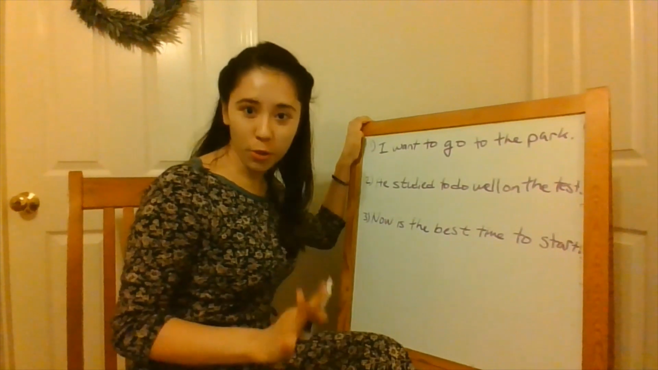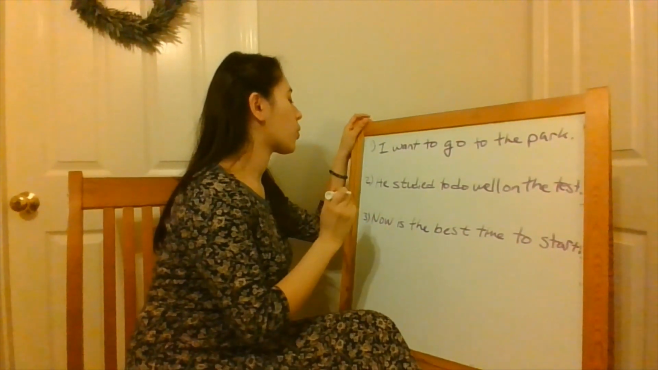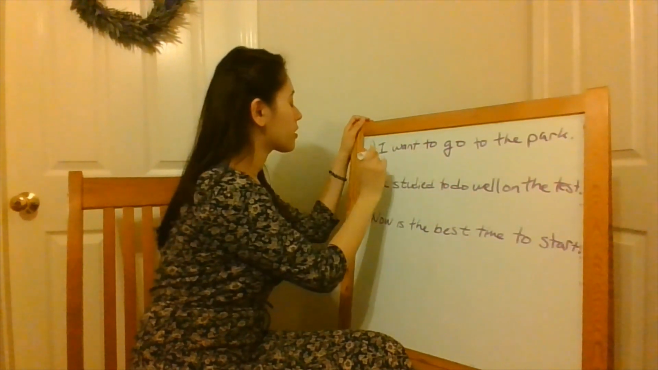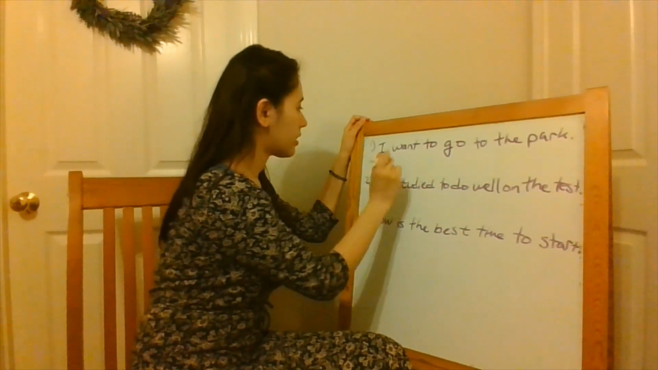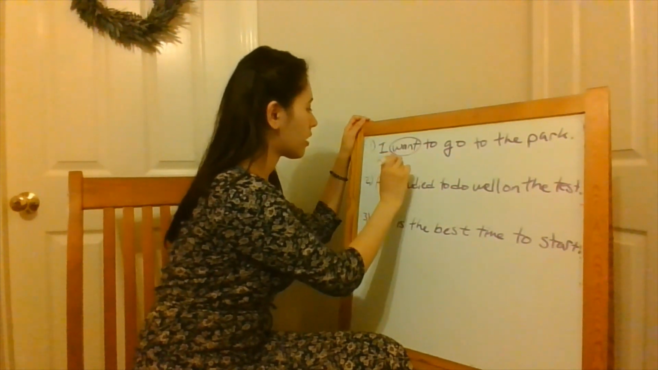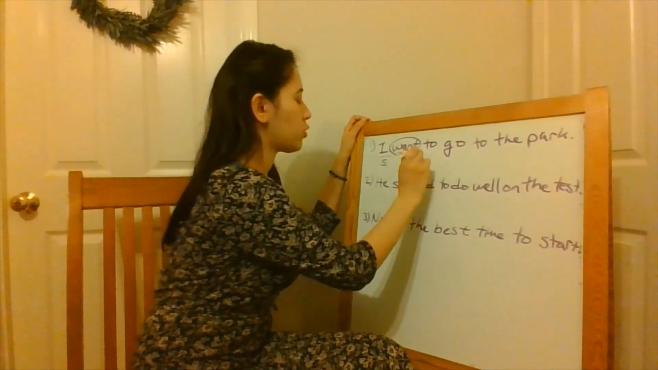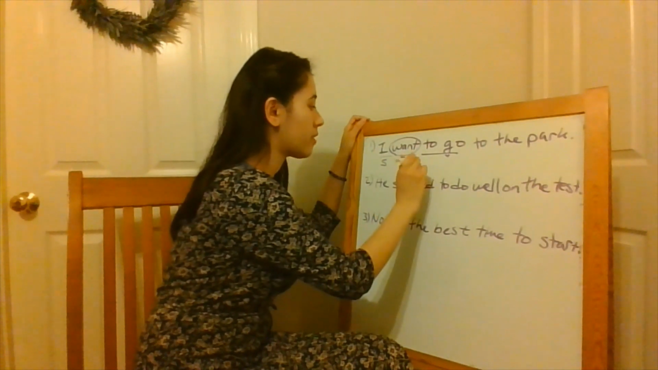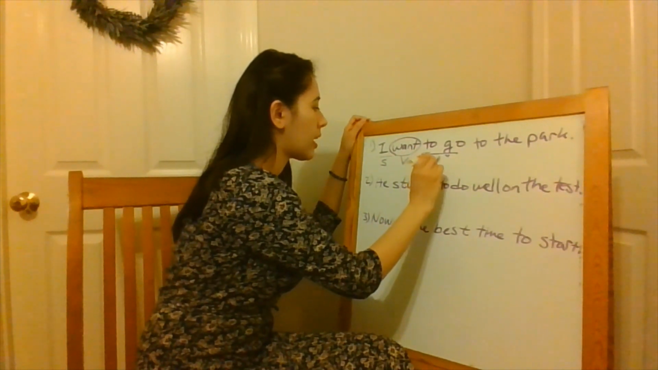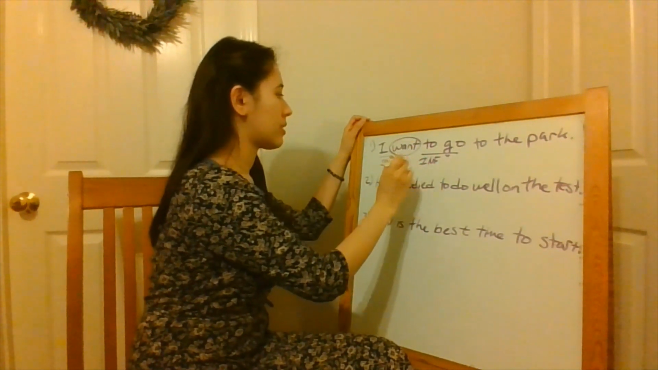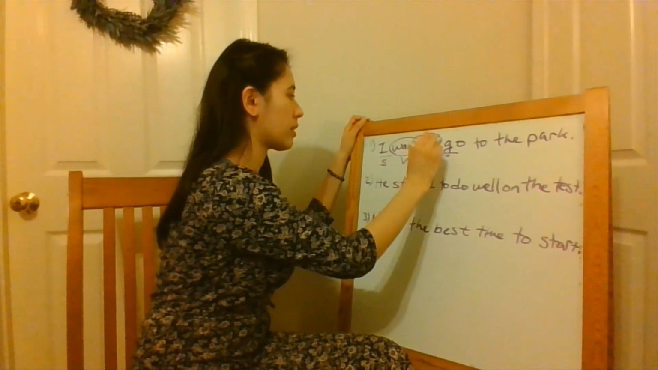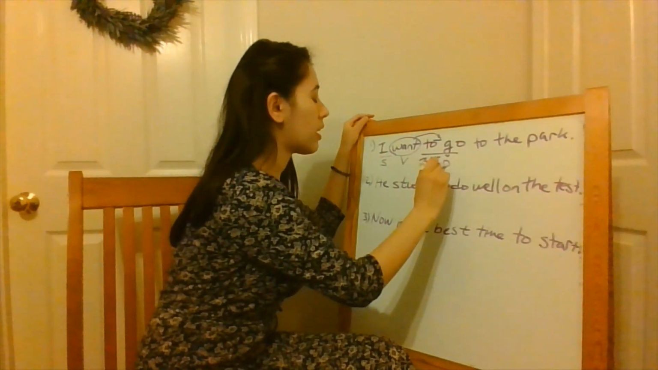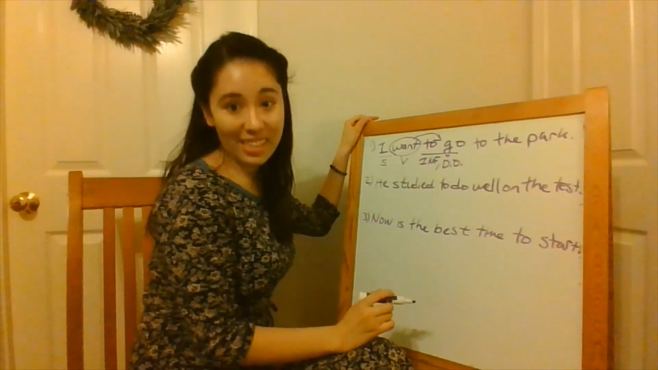So now I'm going to go over the answers. So for our first sentence, I want to go to the park. So I is our subject, want is our verb, then to go. So we have to plus a verb. That means it's an infinitive, and it is receiving the action of want. So what do I want? I want to go. It's acting as a direct object, which means that it is a noun.